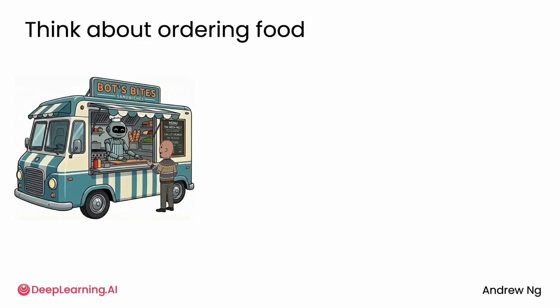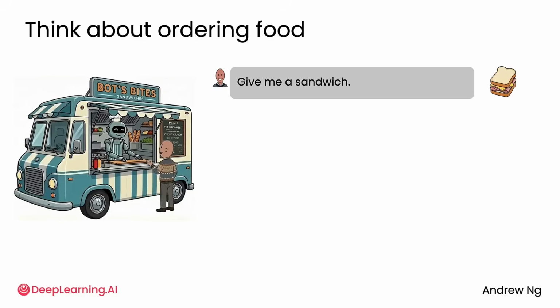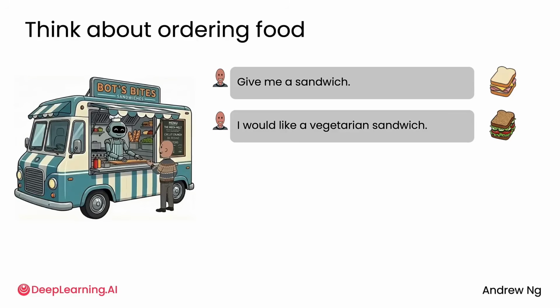As before, the primary way we will tell AI what features to add is by prompting. To understand why it's important to be specific in the way you prompt, let me make an analogy to ordering food. If you go to a food truck and say, give me a sandwich, who knows what type of sandwich they will give you if that's all you say. But if you say something more specific, like I would like a vegetarian sandwich, then that narrows down the range of what you may get back.